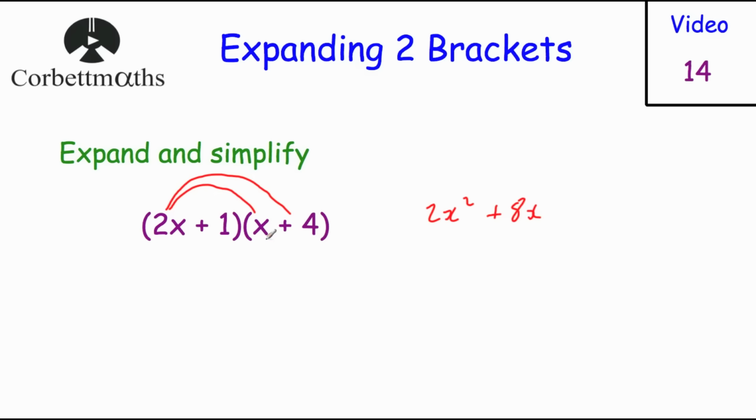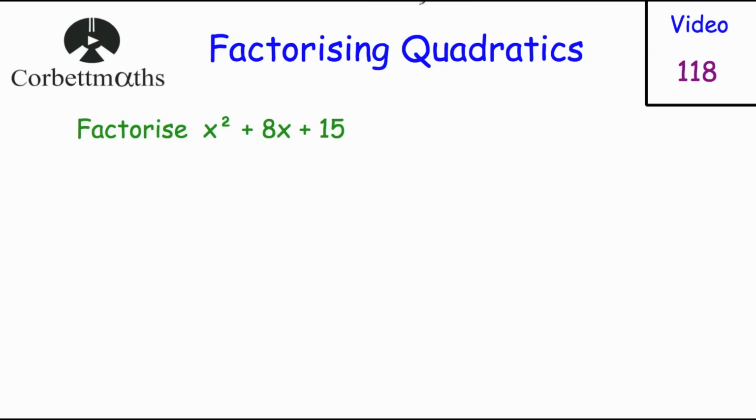Now we're going to multiply both of these terms by the 1. So 1 times x is equal to x, or 1x, so that's plus x. And then we've got 1 times 4, which is equal to 4. So what we're going to do now is simplify these two middle terms. 8x plus x is equal to 9x. So our final answer would be 2x squared plus 9x plus 4. And that's it. Okay, so our next topic is factorising quadratics, and that's video 118 on Corbettmaths.